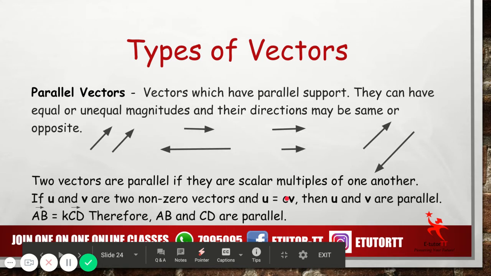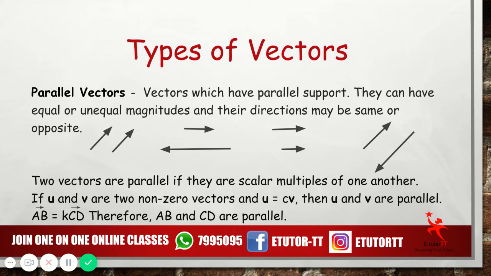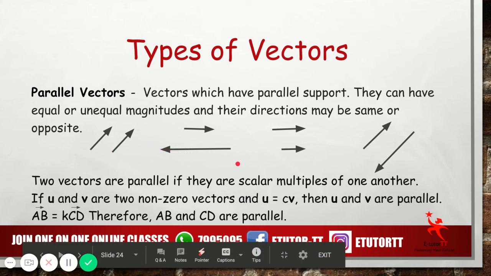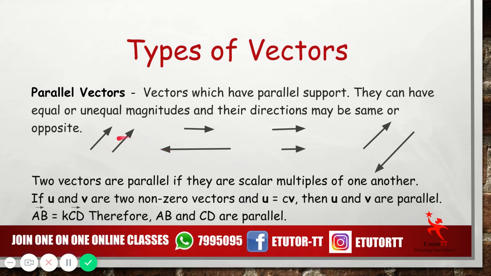Parallel vectors. Vectors which have parallel supports. They can have equal or unequal magnitudes, and their directions may be the same or opposite. So these are some diagrams here just demonstrating different parallel vectors. See, these are going in the same direction, they look approximately the same size, and they're not touching at all, they're equal distance all the way, which makes them parallel. Same thing here, but these are different sizes and opposite directions, but equal distances apart. Here, different size, same direction. And here, opposite directions, different sizes. So yeah, these are all diagrams showing parallel vectors.